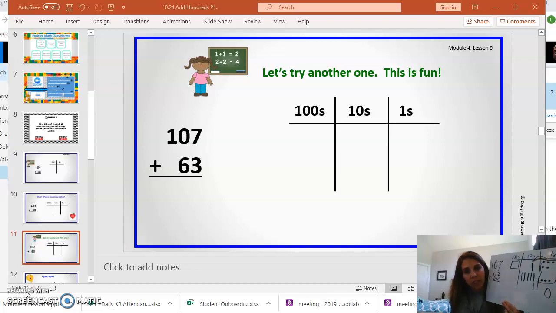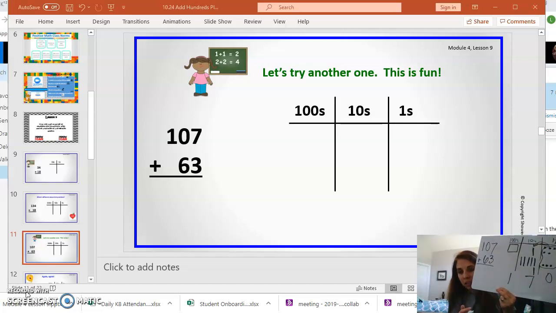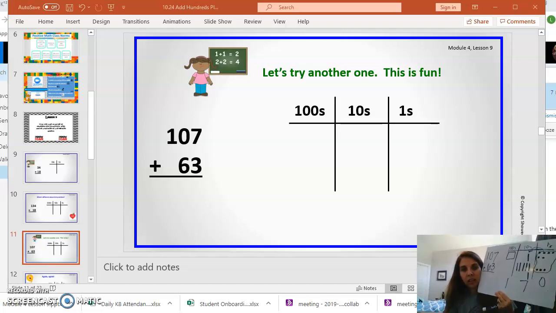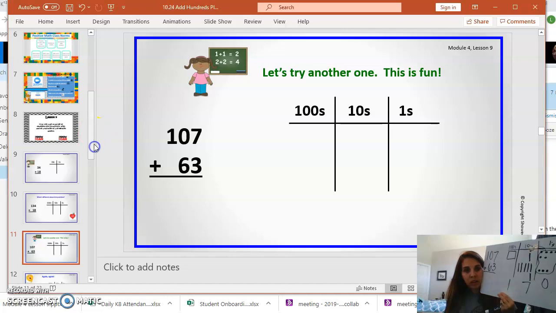Now I count how many tens do I have? Well, I had 6 plus 1 more is 7. And I'll have the 100. I'm not adding anything to it, so it's just 100. So my solution is 170. All right, let's try another one.